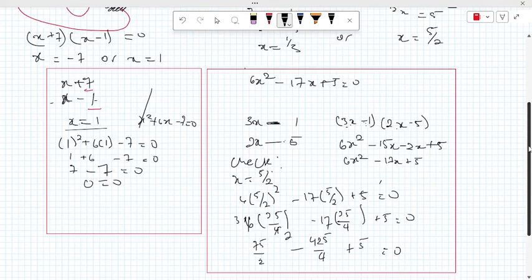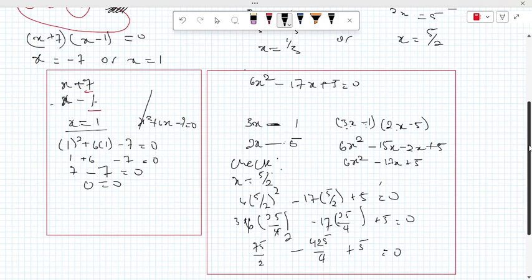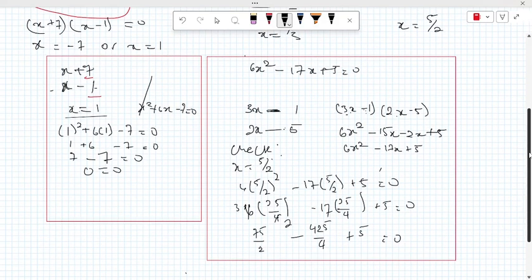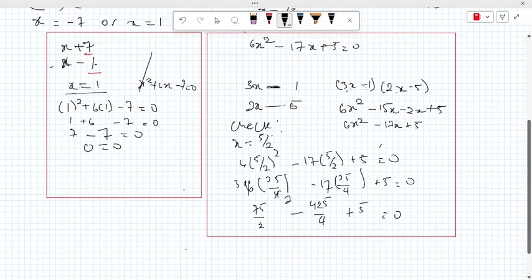So what did I do wrong? Let's check on my plotting. It's 6 times 5 squared, right? So 5 squared is equal to 25. Oh yeah, I see where I went wrong now. Instead of saying 5 over 2, I also squared this 5. I'm making it 25, which is wrong.